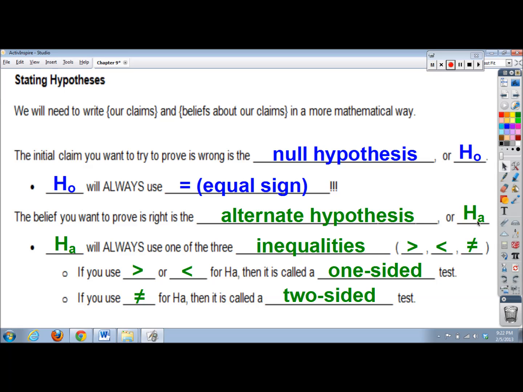And it is abbreviated H sub A. A for alternate. So H sub A, our alternate hypothesis, will always use one of three inequalities: greater than, less than, or not equal to. Now we're going to use greater than and less than signs for our alternate hypothesis if we're going to do a one-sided test. We will talk more in depth about what is a one-sided test versus a two-sided test, which uses a not equal to sign. So we'll dive more into that later on.